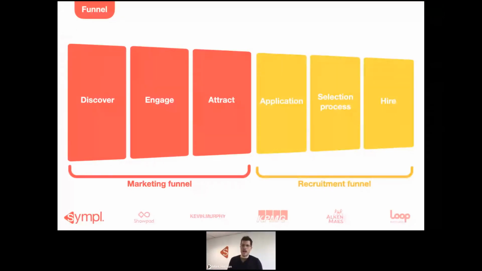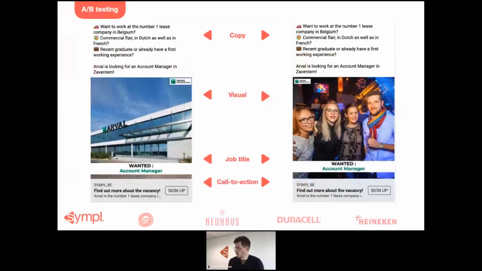Now, let's start with a very important point on choosing the right visuals, which is something we call, it's not just we, the whole world calls this A/B testing, but it's something we do on a daily basis.